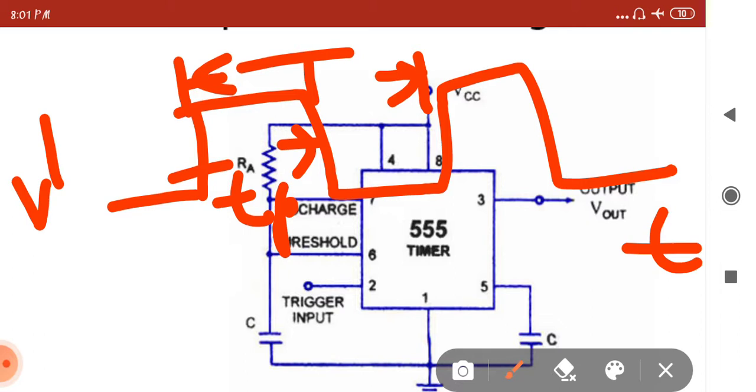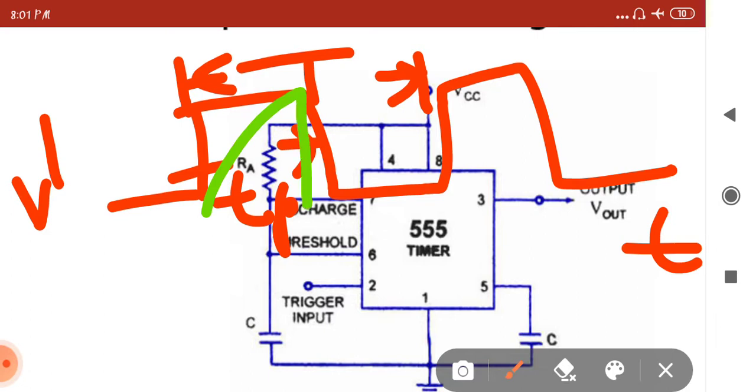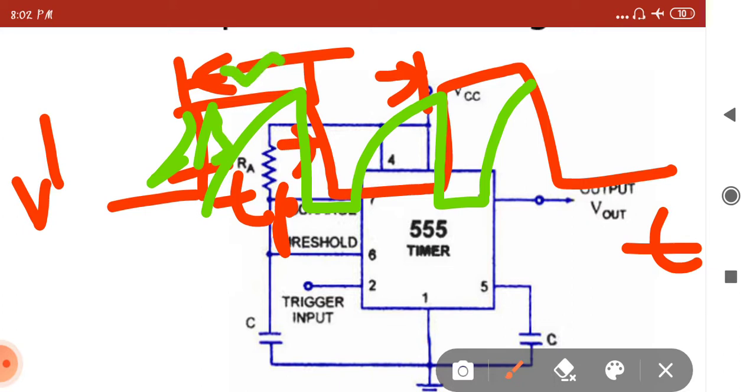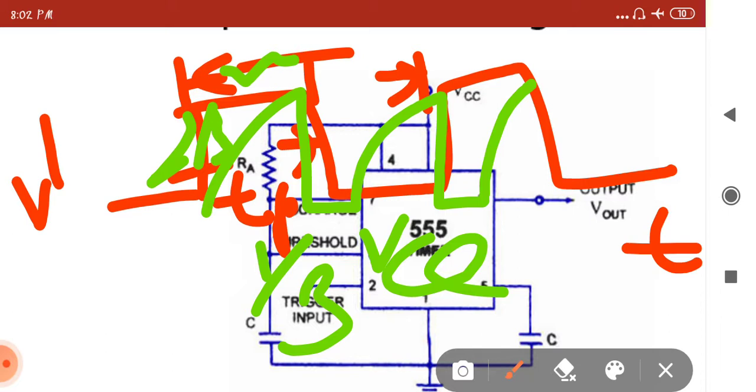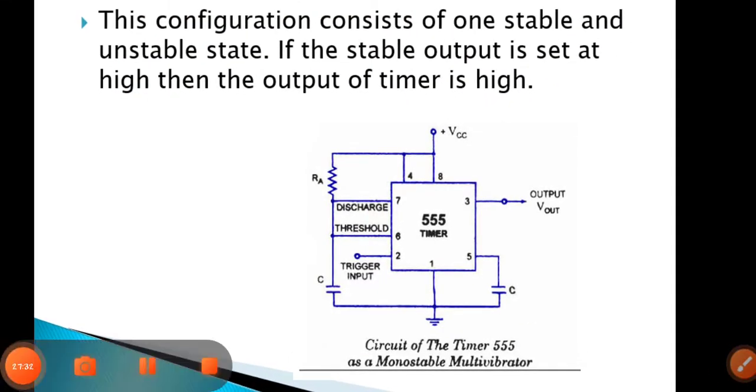The voltage is starting with 5 to 18 volts, we can take that one. And this is a charging and discharging curve. Charging is 2 by 3 of VCC. Discharging is 1 by 3 of VCC. We are going to take that one, right? That is the working condition of the monostable multivibrator, right? This is the monostable multivibrator. How does this circuit work? We have to see that one, right?